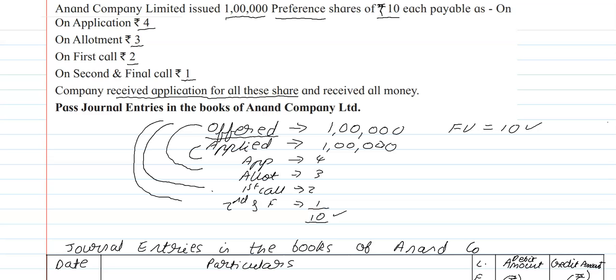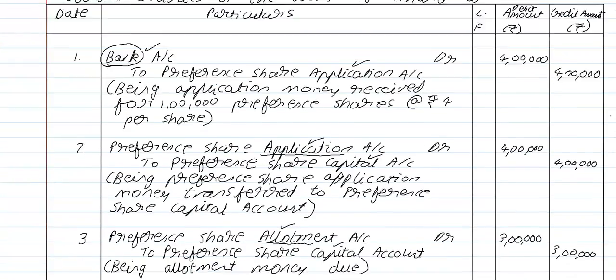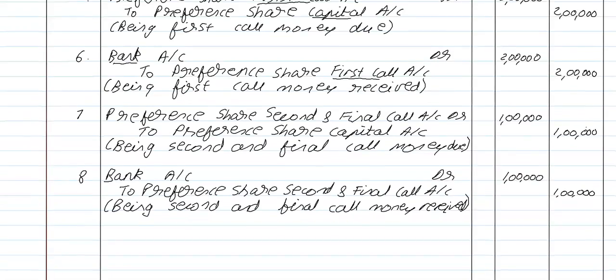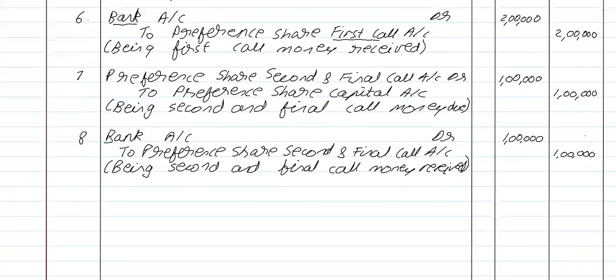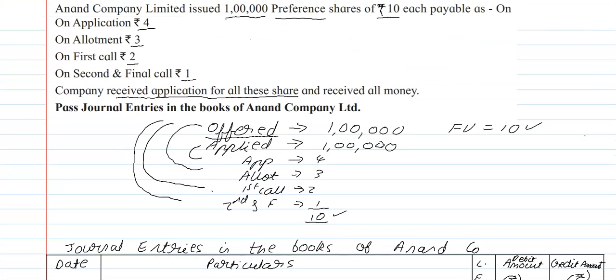Fairly simple sum. There was no oversubscription, undersubscription, premium, cancellation. So as long as you know the standard journal entries, which is the same by the way, whether you're doing it in the case of equity share capital or preference share capital. This we are done with the question.